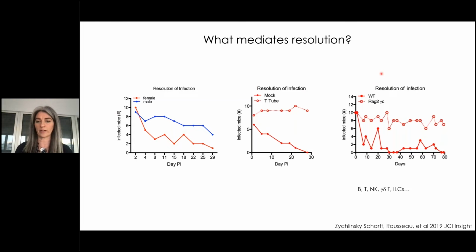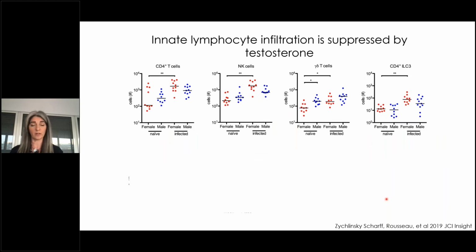not resolve their infection. So Rag gamma C animals are animals that are missing the gene to recombine, so they don't have B cells and T cells, and they're also missing the common gamma chain, which means that they don't have NK cells, gamma delta T cells, innate lymphoid cells, a number of different immune cells, and they are also missing cytokine responses. So while this is a profoundly immune deficient animal, it gave us some clues about what cells we wanted to actually look at.